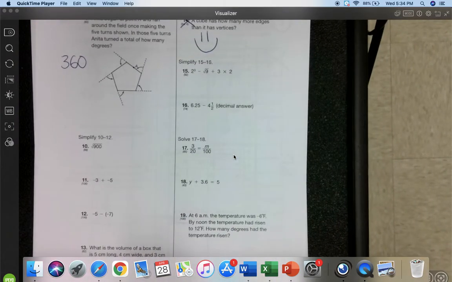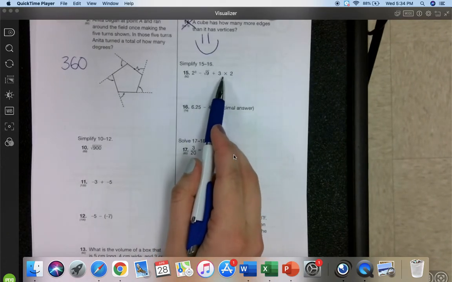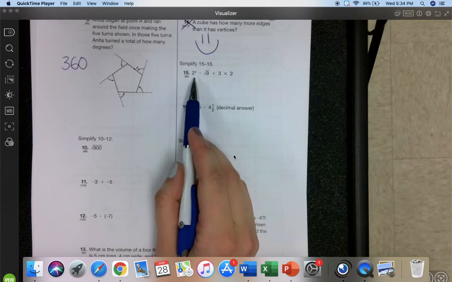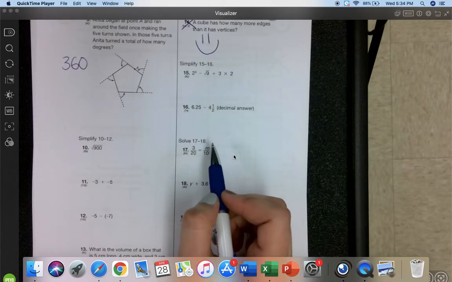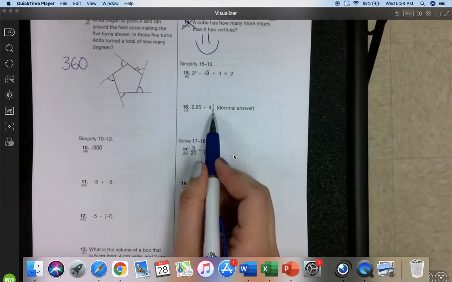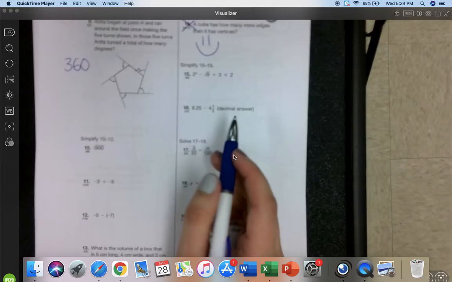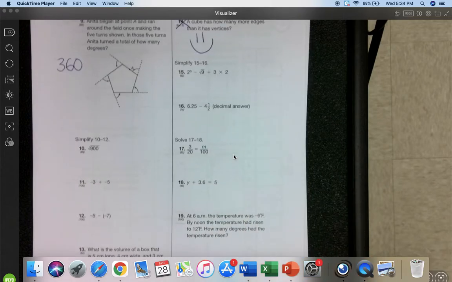Number 15, make sure that you do your exponents first and then multiply, and then you're subtracting and adding. You need to change this first to a decimal. I know 4 1/2 is the same thing as 4.5, so then go ahead and subtract that out.